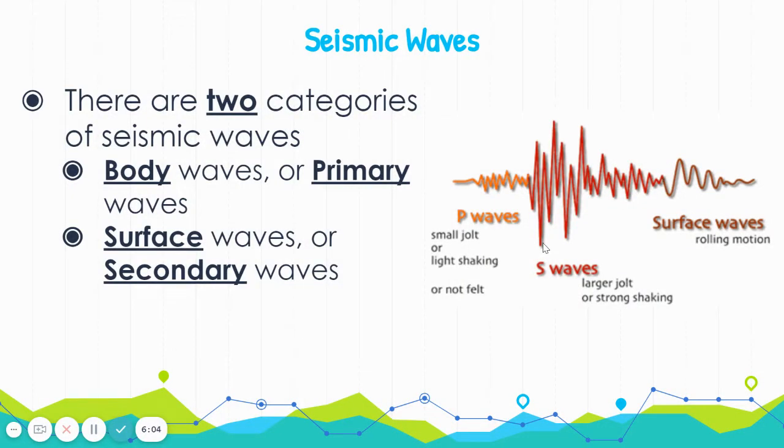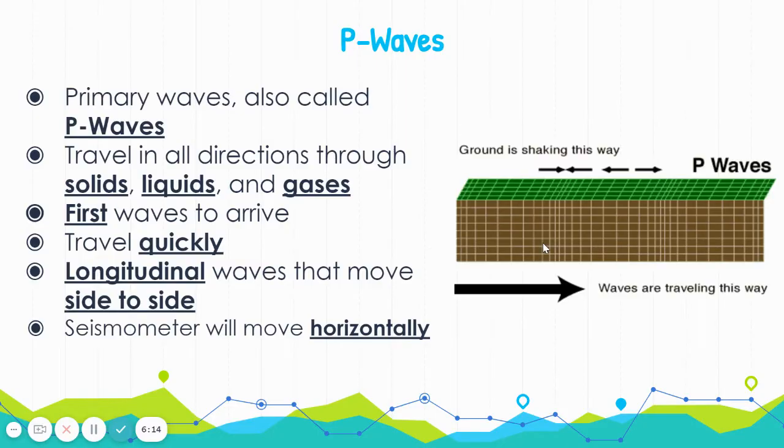And there's two different categories of seismic waves. There are body waves, which are also called primary waves, and surface waves, which are called secondary waves. Primary waves, which are called P waves, travel in all directions, and they are able to travel through solids, liquids, and gases. These are the first waves to arrive when an earthquake occurs.